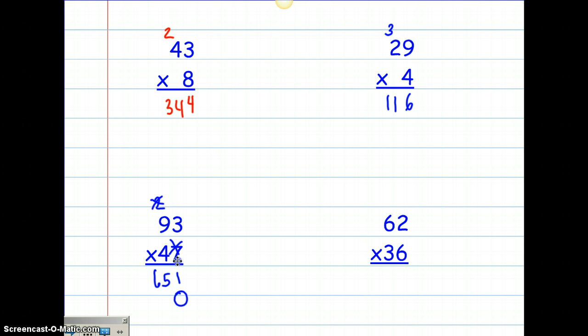Mark off the ones that you've already used. That helps. 4 times 3. We don't start with 4 times 9. We do 4 times 3. 4 times 3 is 12. Carry the 1. 9 times 4 is 36, plus 1 is 37.